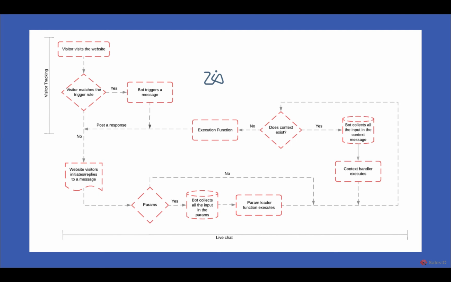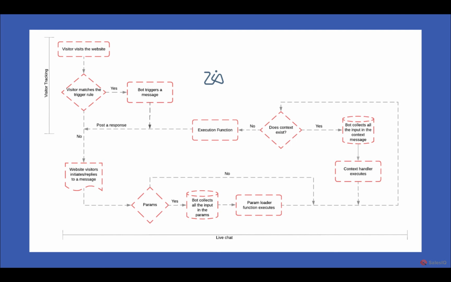If it is available, the bot will collect all the inputs in the context message and the context handler function executes. This function is used to define the flow of an action. So this can be used to change the order in which params are prompted to users at runtime. Here you can skip params, do custom validations of param values, and ask for confirmation before execution at runtime.